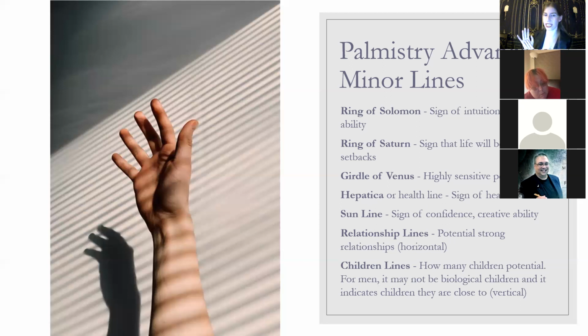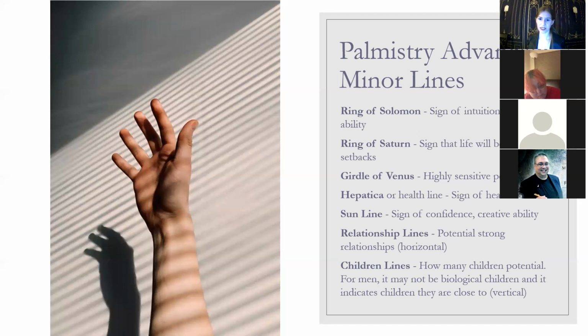The other thing you'll read underneath this little finger here is children lines. So that's the potential of how many children you could have if you wanted to have kids. Interestingly, these are the vertical lines underneath your little finger. It means something different for men. It may not indicate biological children at all. It just indicates children they are close to. They may or may not be their biological children.